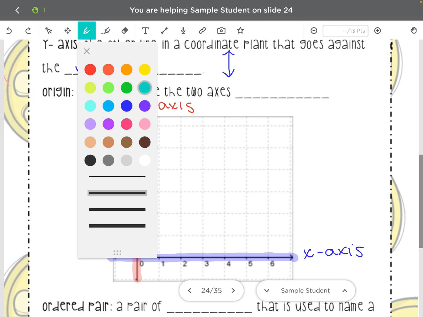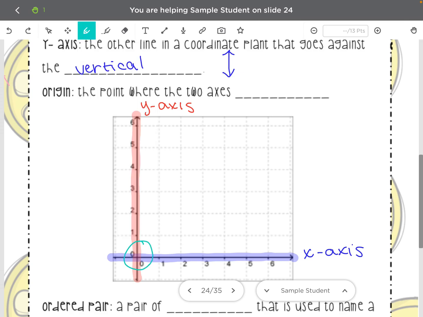Now, when these two lines meet, this is called the origin. And the origin has an ordered pair of 0, 0 because they're meeting at the 0. But we'll talk more about that later. So again, when the two lines meet, this is called the origin.